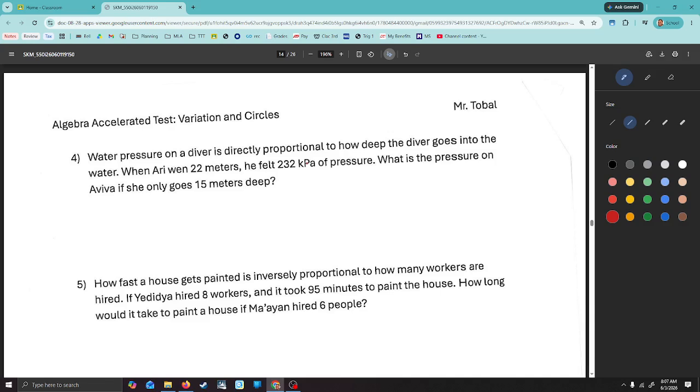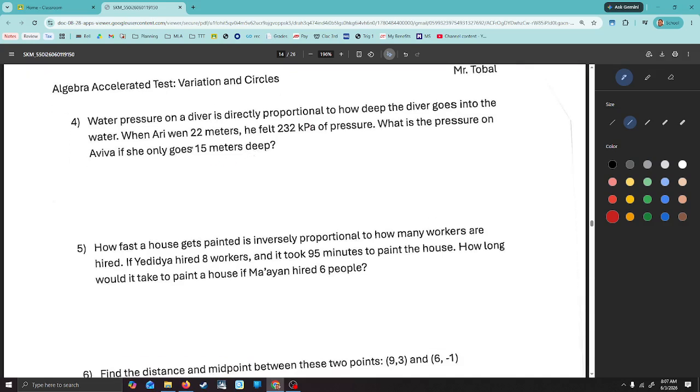All right, next one. Water pressure varies directly proportional to how deep the water diver goes. So when Ari went 22 meters, he felt 232, I think, kilograms per. I don't remember what this symbol means. It's how much pressure he feels when he goes 22 meters. What's the pressure if Aviva only goes 15 meters?